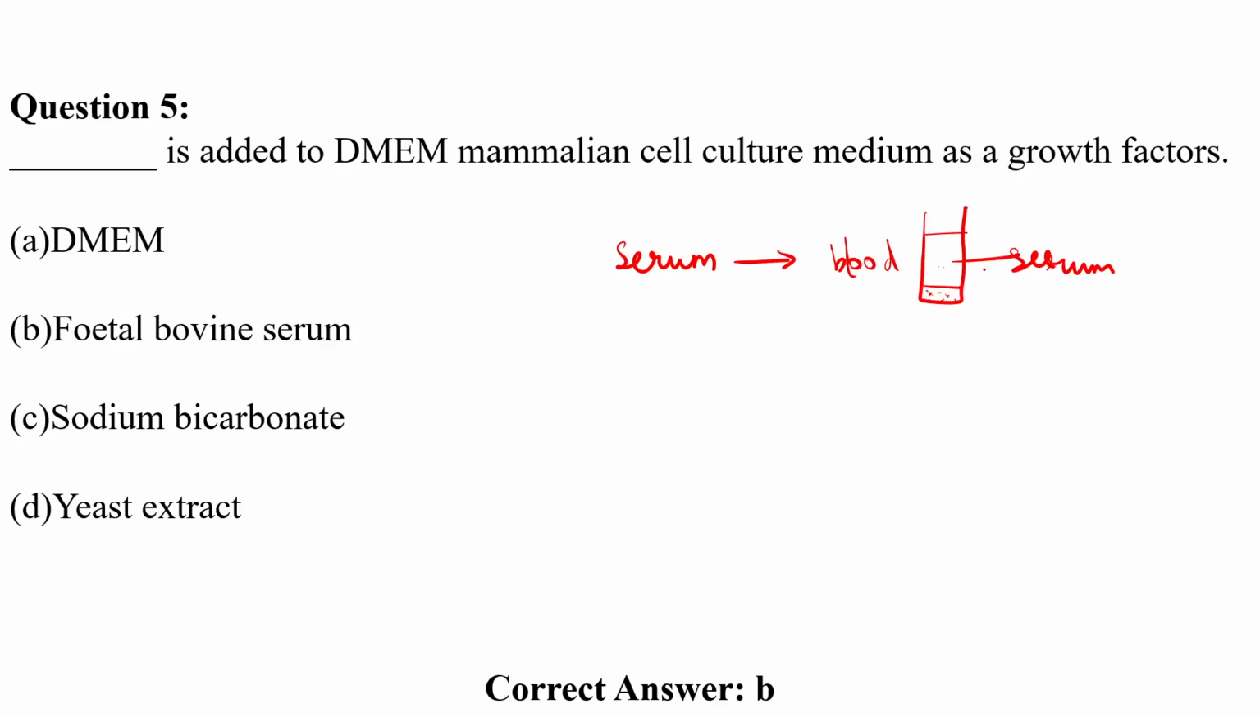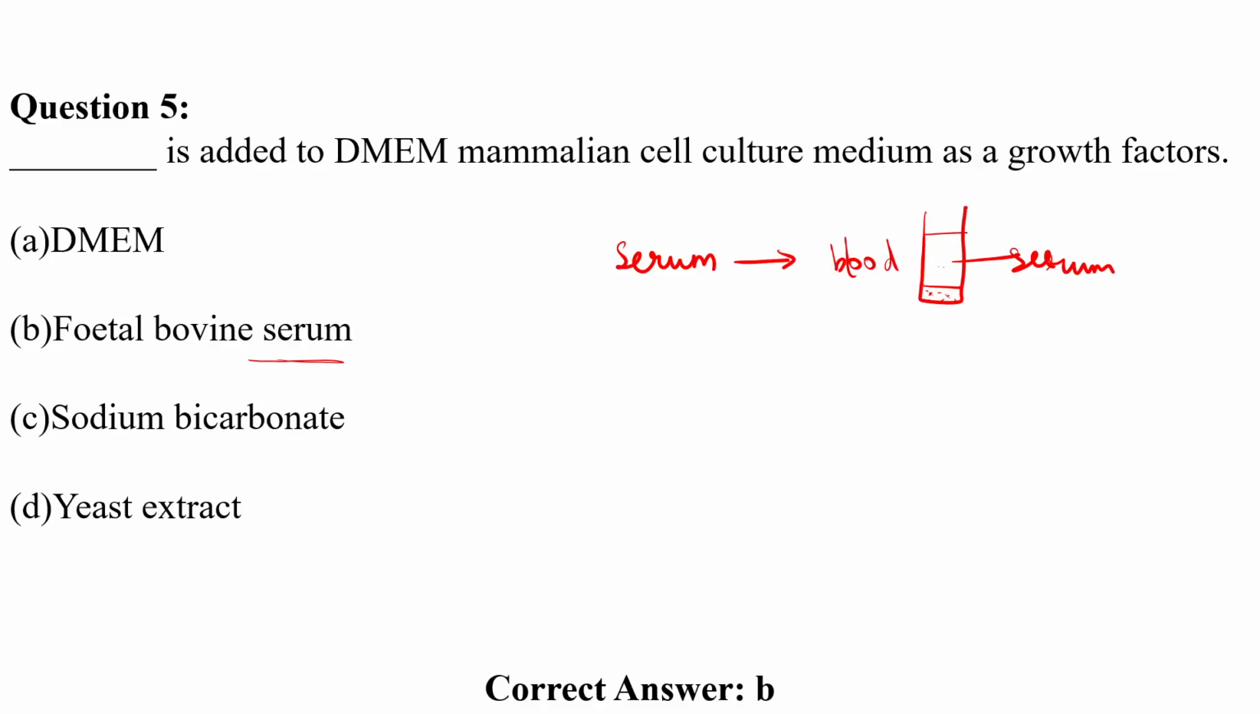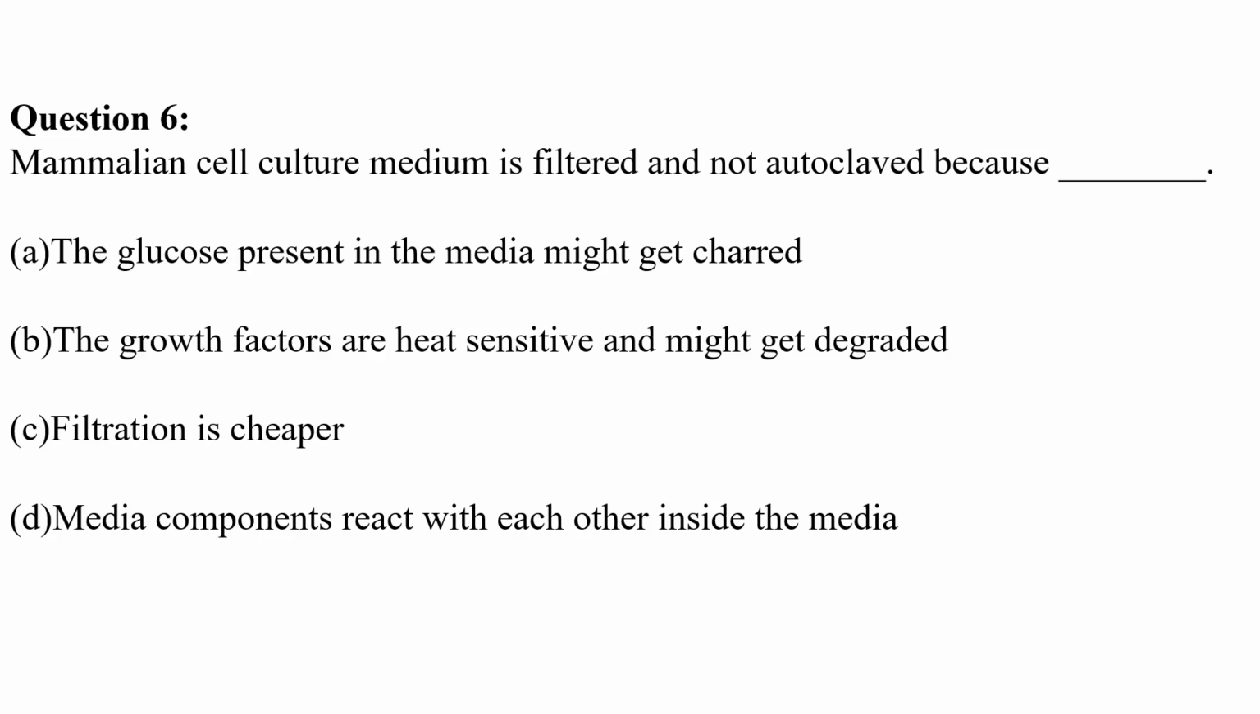So I told you about the different components that are required in a growth medium, all the elements, carbon, hydrogen, oxygen, nitrogen, right? Along with that, I told you we have to provide extra growth factors. Those growth factors in a mammalian cell culture are provided by the fetal bovine serum. Okay, so option B is the correct answer. Moving to the next question.